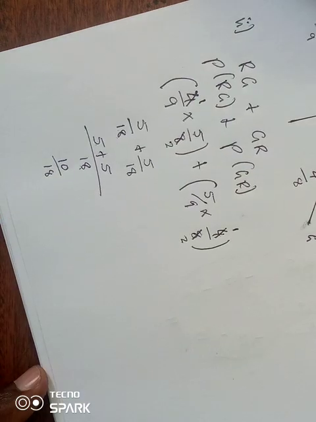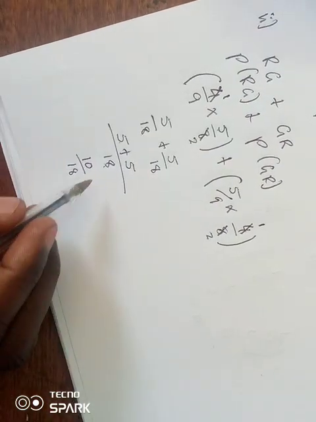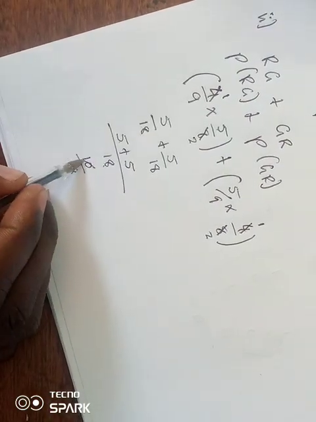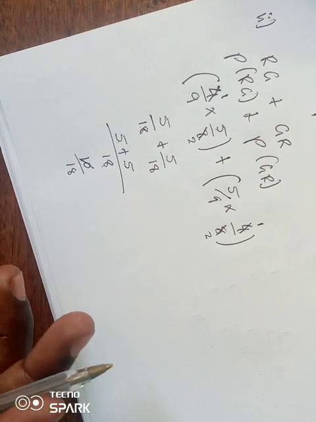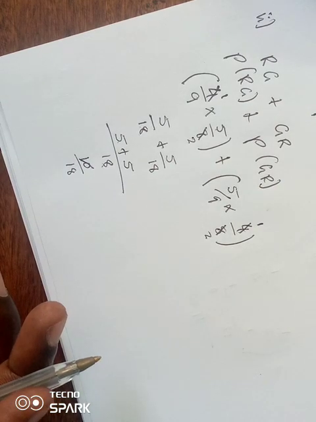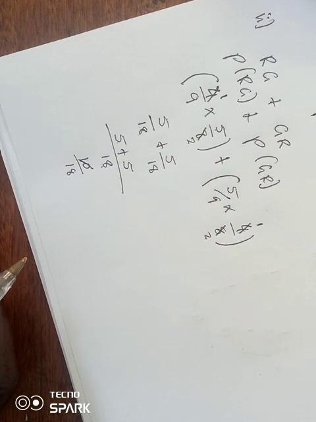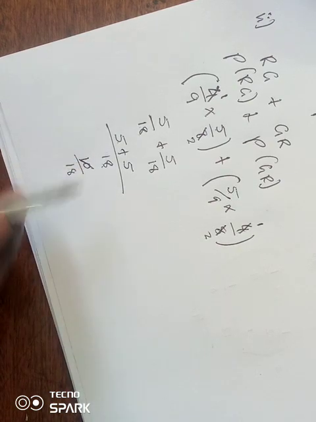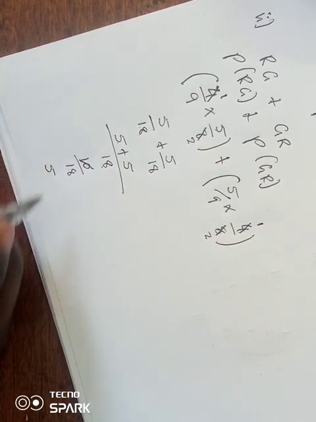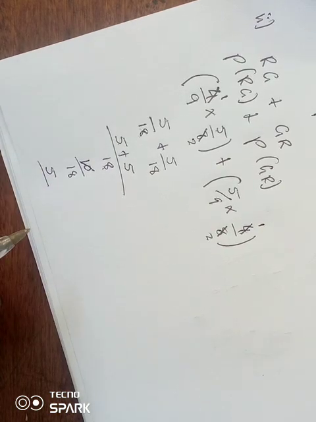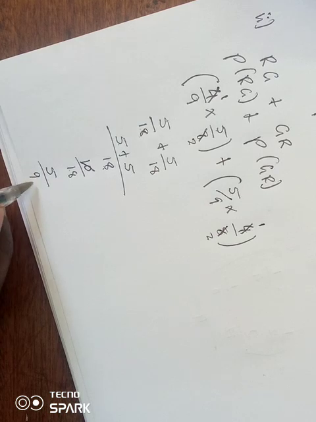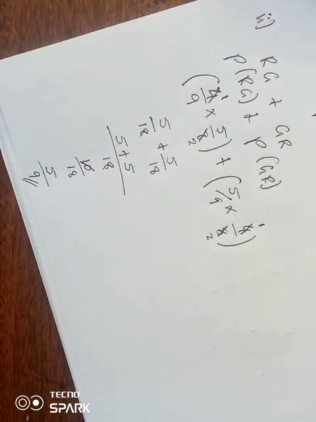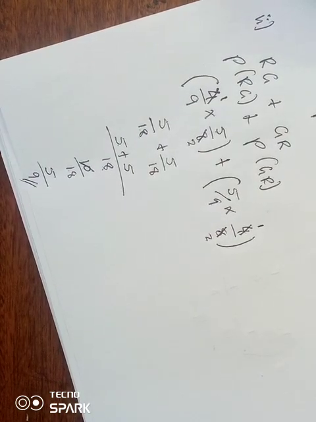Okay, so these numbers can be reduced. 10 and 18 can be divided by 2. So 2 into 10, that will give us 5. 2 into 18, that will give us 9. So meaning that is our answer, 5 over 9.